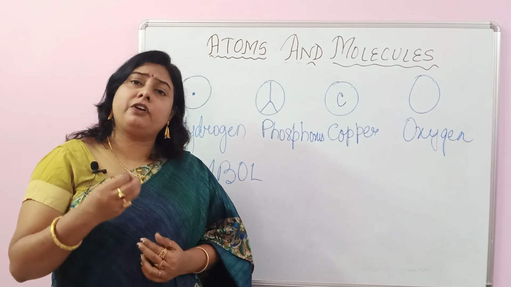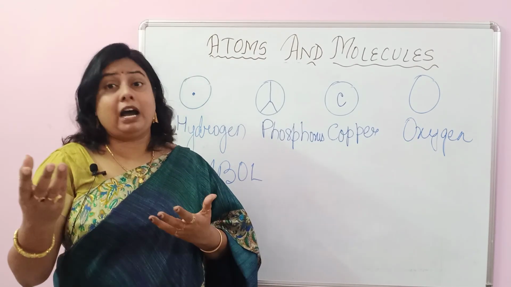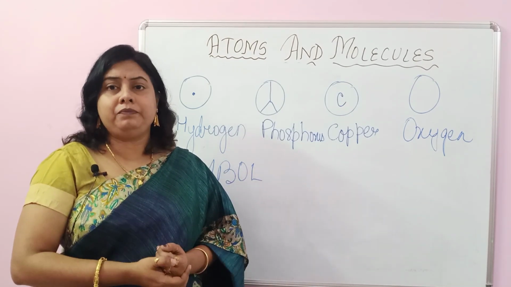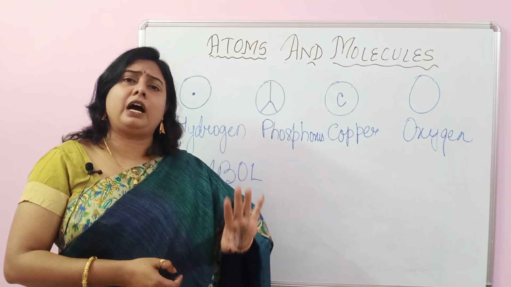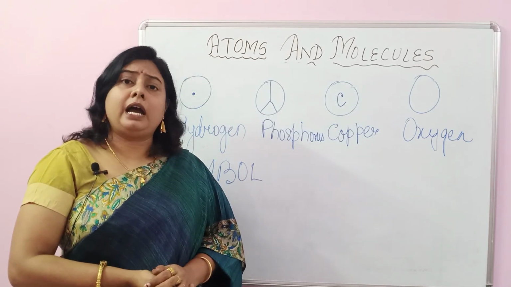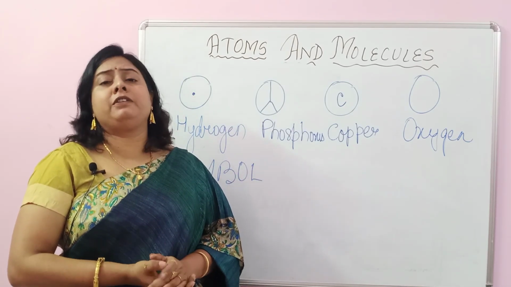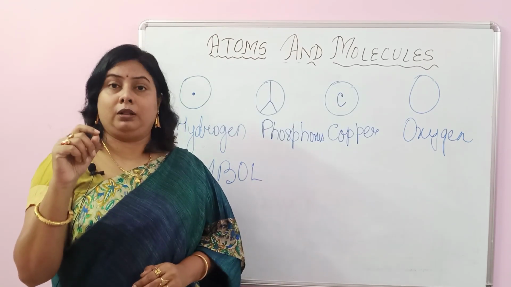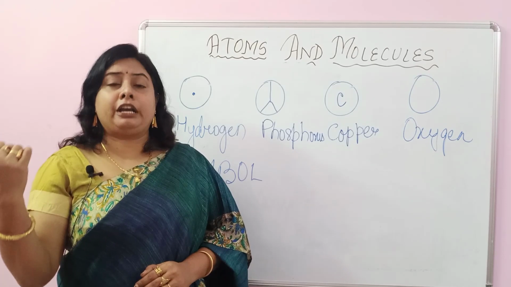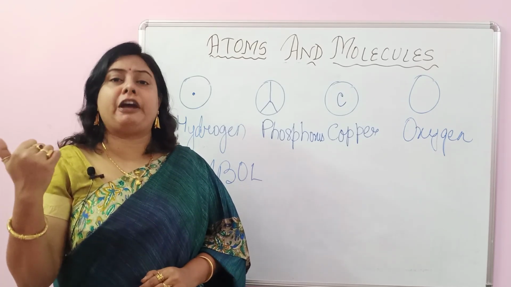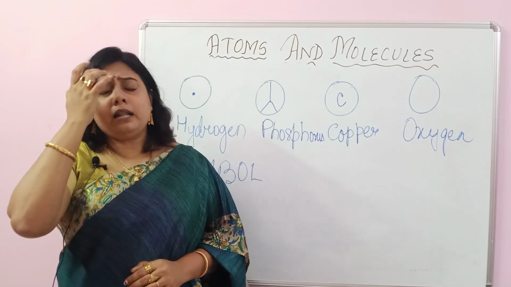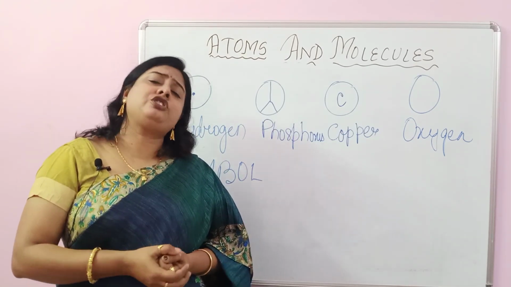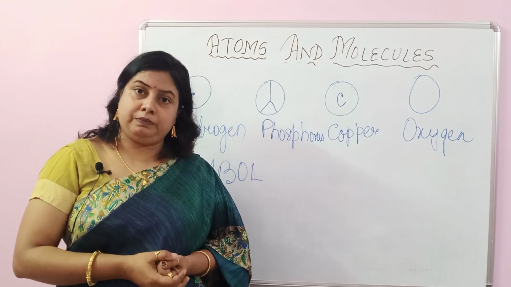Similarly, I is for iodine. Even iron starts with I. So we cannot give I to both of them. So we have reserved I for iodine. And iron, we have given the symbol Fe, where F is capital and e is small, taking from the Latin name ferrum. Like this, we have the symbols for each and every element.